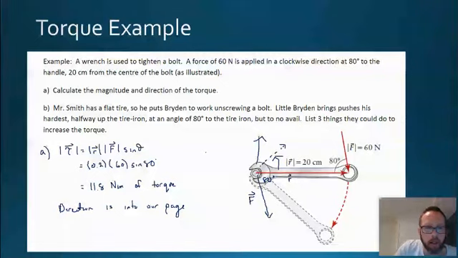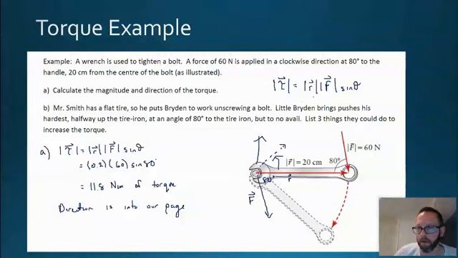Talking about part B, we don't have to write anything down here. But let's say I had a flat tire, and so I was going to put little Bryden to work. So Bryden does his best, and he pushes halfway up the tire iron at an angle of 80 degrees, and he tries his best, but he's not able to crack it. So what are 3 things that Bryden can do to maximize his torque? So I'll give you a hint. The size of the torque is equal to the product of these 3 things. So how could Bryden improve on these 3 things? So if you want to pause the video and think about that, or you can just kind of listen to me.